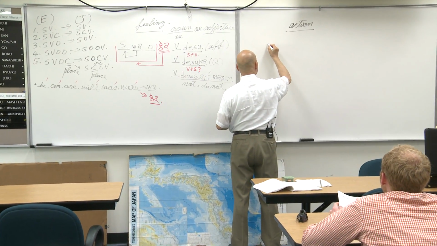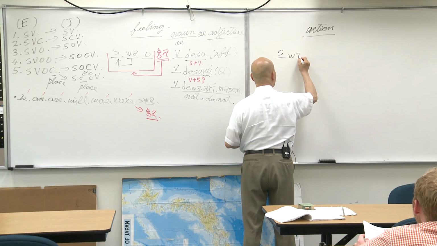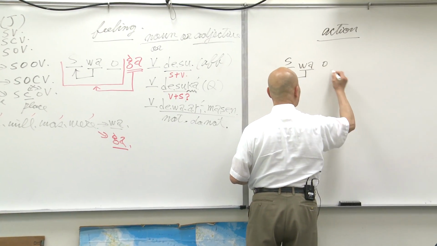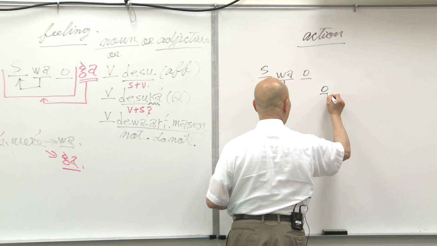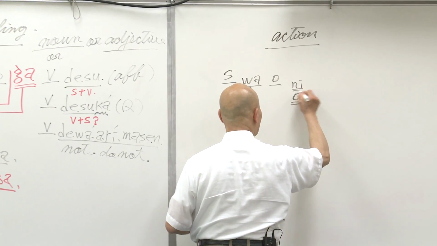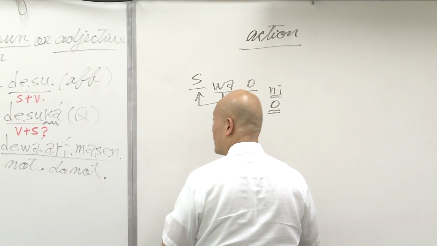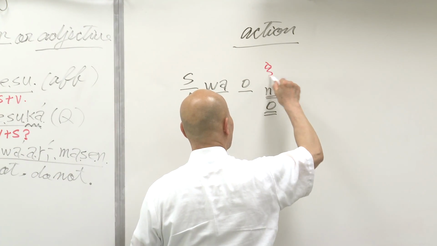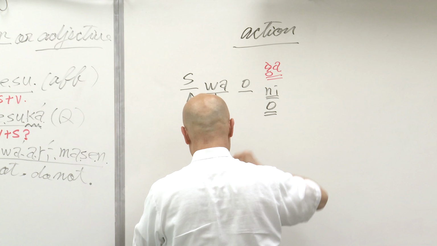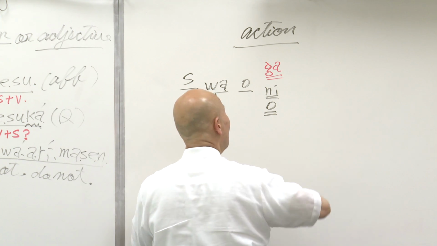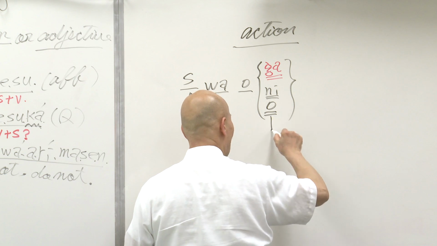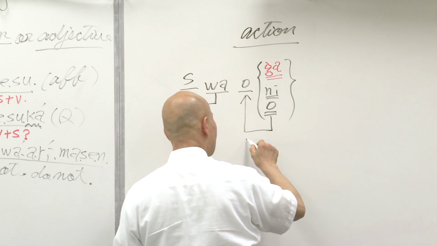Action. Okay, exactly the same. Enlarged SOV. Subject: wa. Stay with any kind of subject. Object: now three particles, o and ni. And I change marker. Look, this one comes out. Ga. Very simple, how to select three particles. Next was object. Very simple. Don't worry. O stays with any kind of noun.